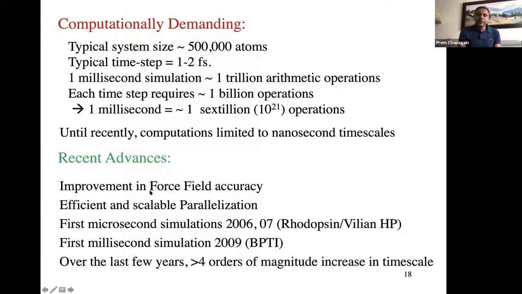Recently, there have been really good improvements in force field accuracy. And these molecular simulations have been parallelized. They can run now on GPUs. And because of that, we have been able to simulate larger systems and for longer timescales. And you can see that even from the first microsecond to millisecond simulation, it didn't take more than 3 years. So these are still small proteins. So you can simulate up to milliseconds, but for larger proteins, the timescale still had to be reduced.